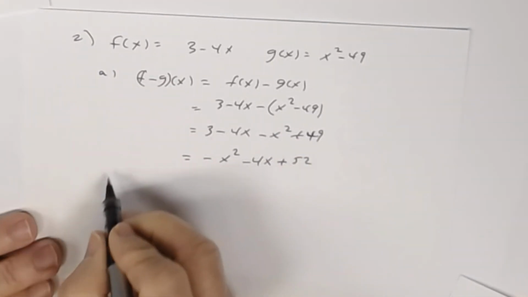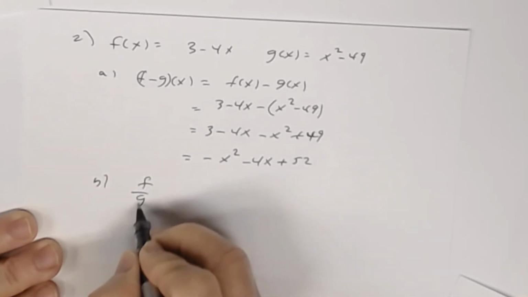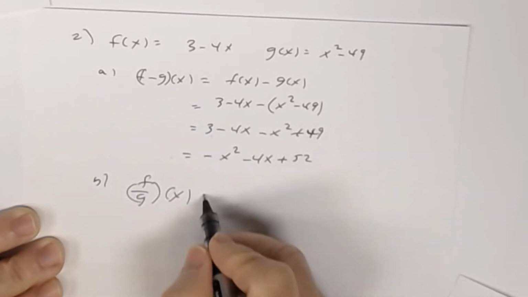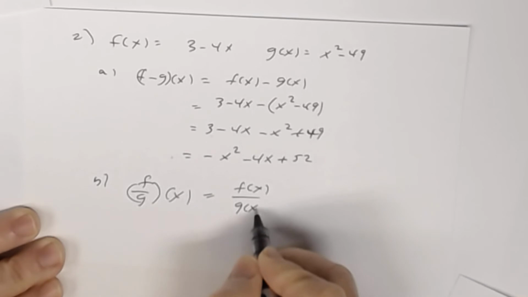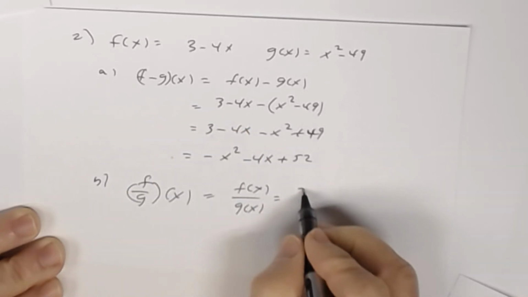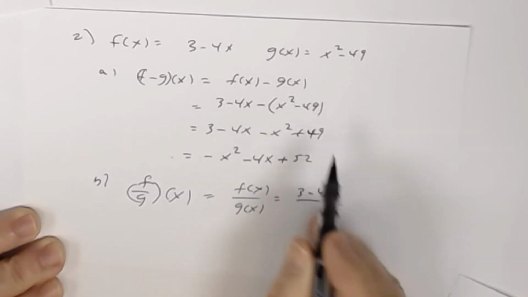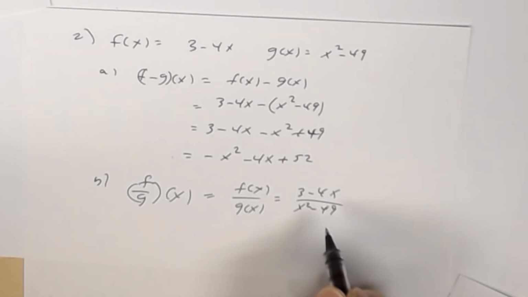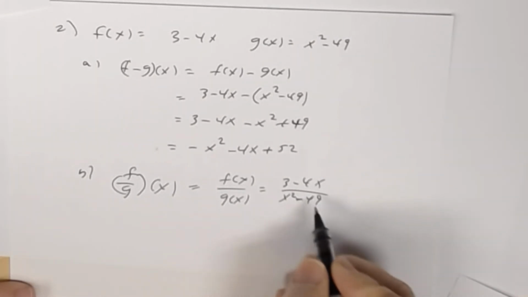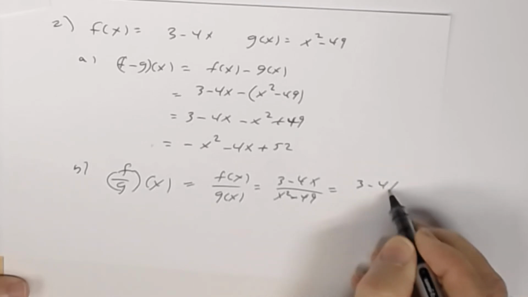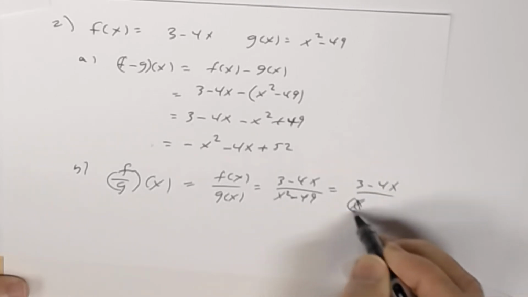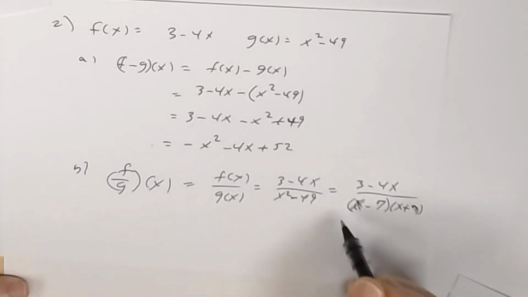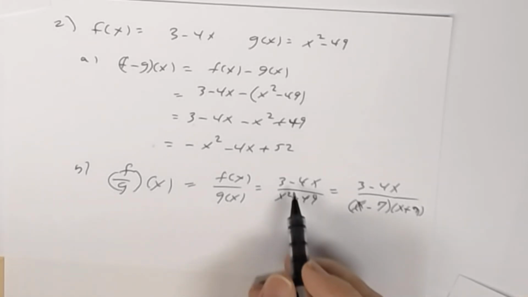Now in letter B, you want to find f divided by g at x. So remember, that means f of x divided by g of x. So f of x is 3 minus 4x, and g of x is x squared minus 49. Now remember, you want to reduce if possible. Now I can factor this, but it's not going to help me: 3 minus 4x divided by x minus 7 times x plus 7. So you see, it's not going to help. I could just leave the answer as this right here.